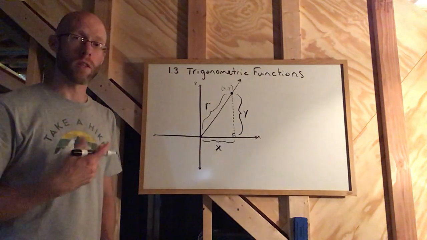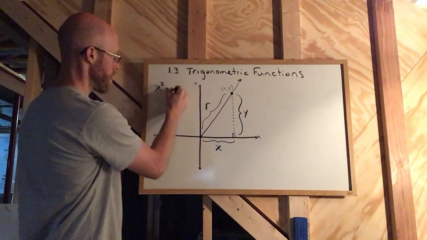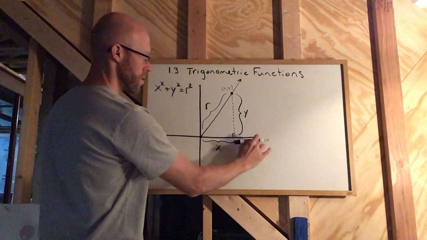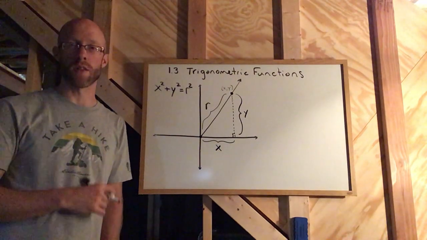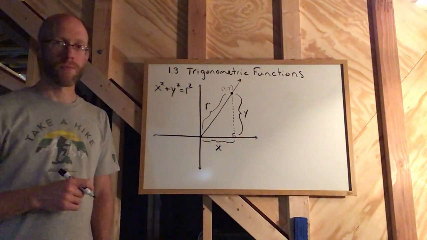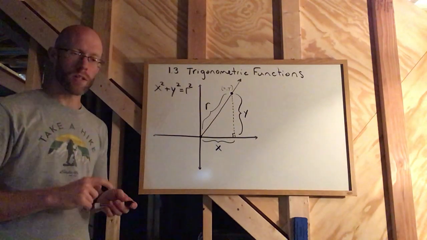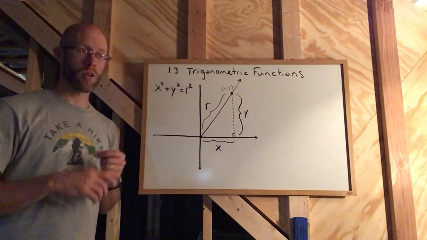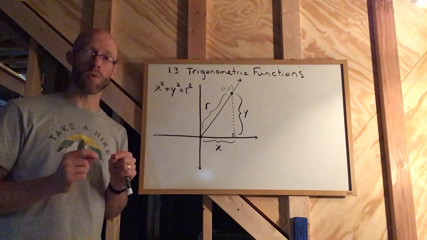And of course the Pythagorean theorem would tell us that x squared plus y squared will equal r squared. I'm going to get rid of these labels. Okay, x squared plus y squared equals r squared. That's the Pythagorean theorem. Okay, so that gives us a relationship between the sides. Now remember from the last section, from 1.2, that when we have similar triangles, there's a theorem about similar triangles, that the ratio of corresponding sides is always equal.